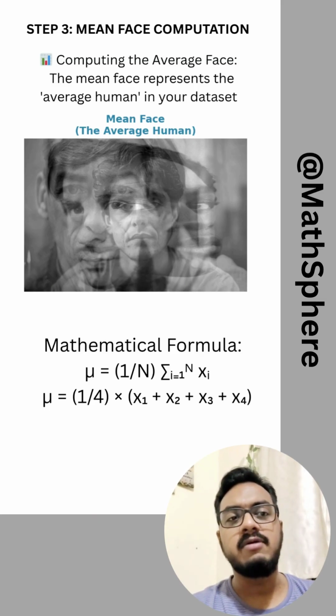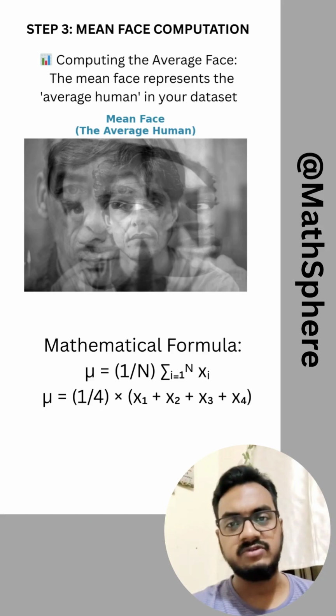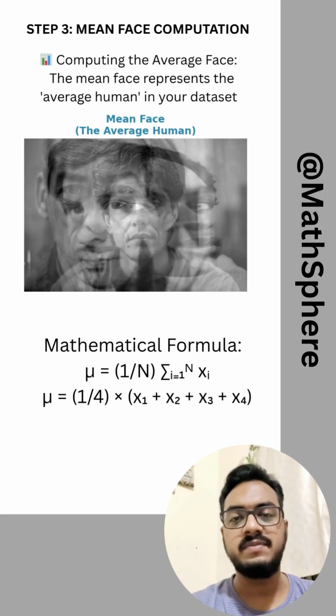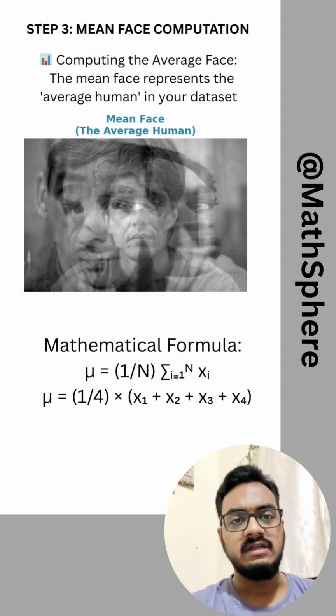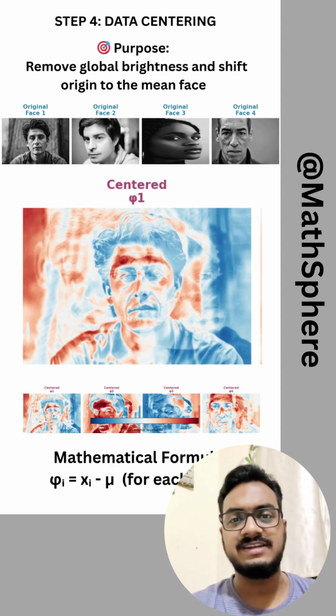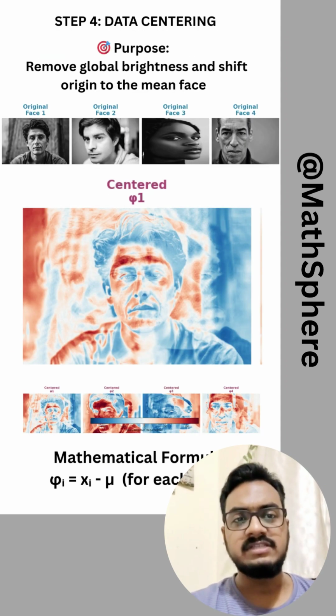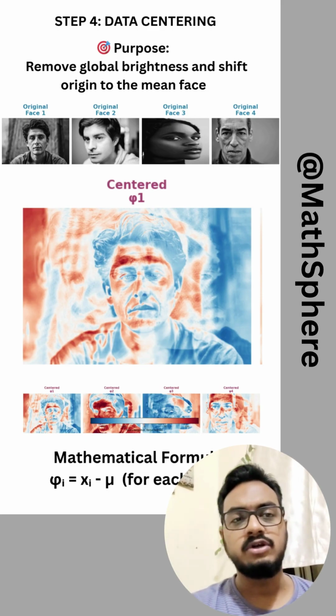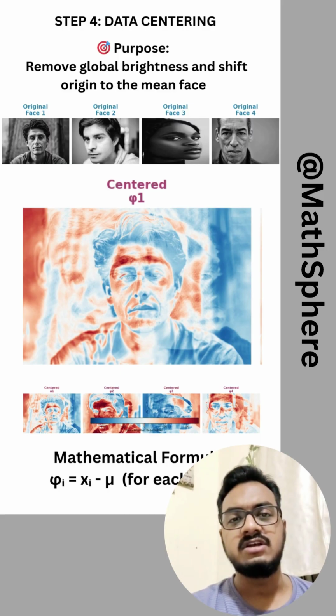In the next step, we compute the mean of all the faces, the average of all the face values. That will be our reference point. As you can see here, the blurry, ghost image is the mean of all the 4 faces. Next is step 4, which is the centering of data. We will subtract the mean value from each face because we want to focus just on the differences, not the similarities between the faces.